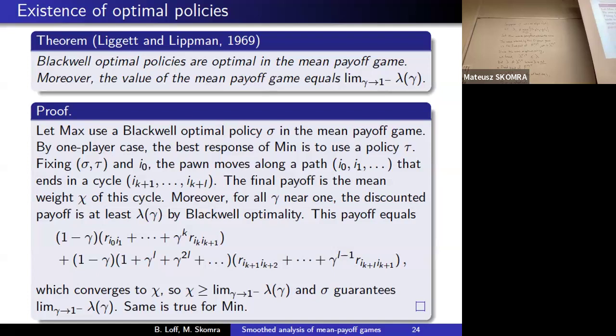And this expression, as gamma goes to one. So the discounted payoff is at least this big. And then you check that this thing actually converges to the mean weight of the cycle. So this limit. So this thing is greater than lambda discount, because this is the discounted payoff, it's greater than lambda discount.